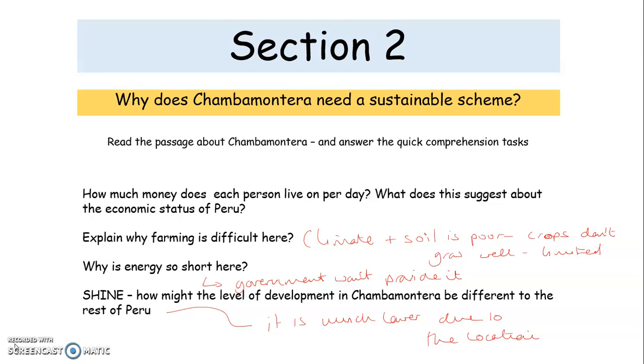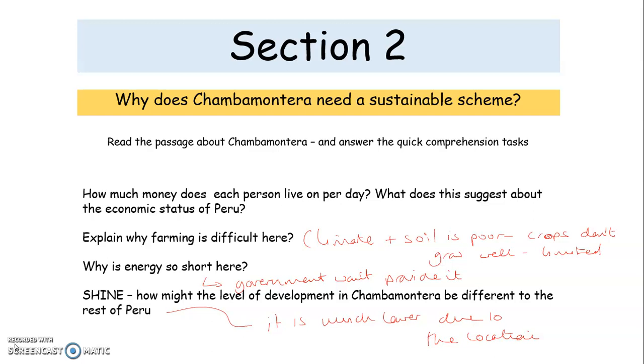Why is energy so short? Well, the government will not provide it. It's so remote. There's only about 400 people live in Chambamontera, and they feel it is not economically viable to put electricity up there because it will need maintenance, it will need repairs, etc. And it's just not cost effective. So they just let them sort themselves out.